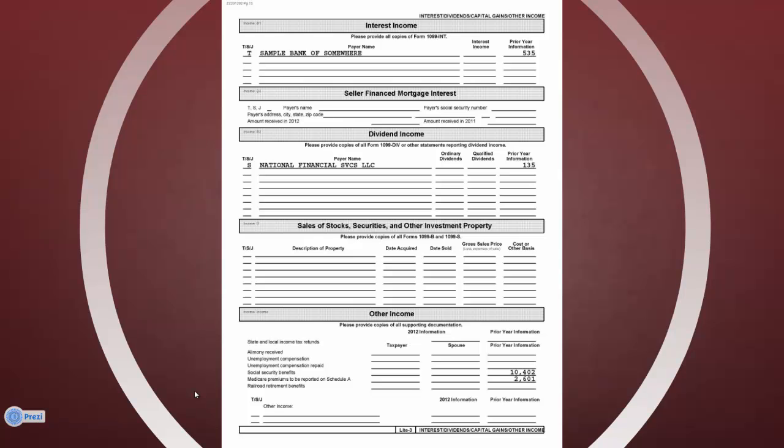It's important that you enter any other income. Examples include alimony, unemployment found on a 1099-G form, self-employment income found on a 1099-MISC form, or any Social Security income found on a 1099-SA.